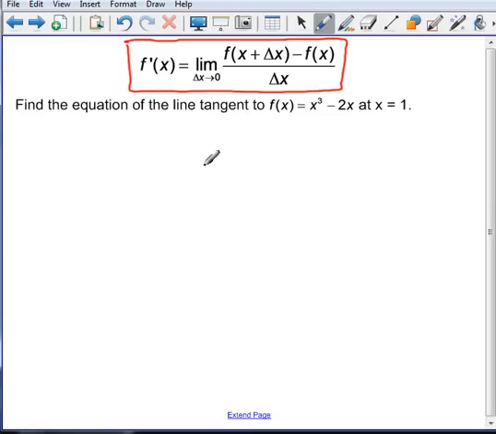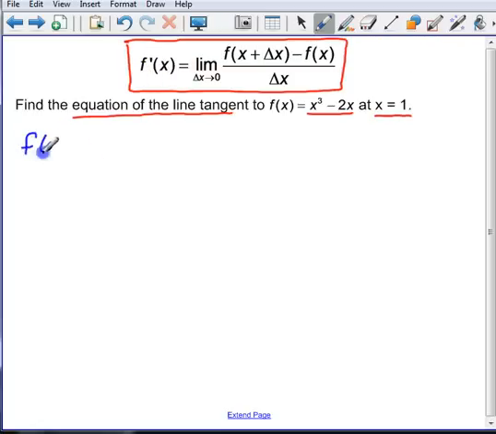And let's see what happens when we have an actual function and an actual x-coordinate. So our function is x cubed minus 2x. We want to get the slope of the tangent line at x equal 2. And once we get the slope, we can use the point and the slope to find the equation of the tangent line. So here we go.